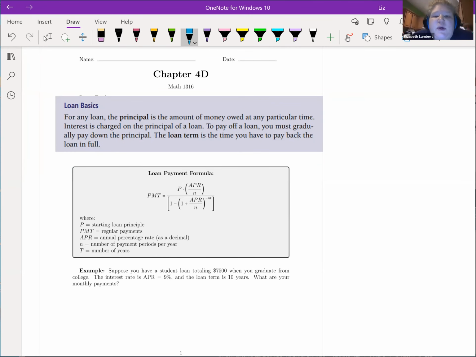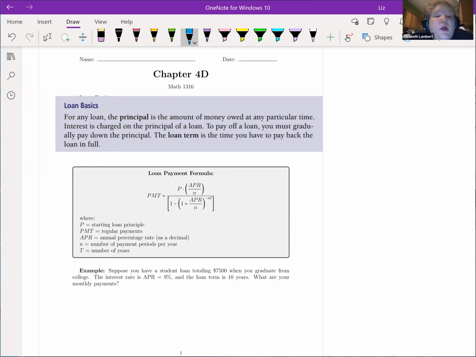Hello, my lovelies. We are back to chapter 4, talking about loan payments. These are actually pretty close to reality, not as bad as some of the previous stuff we saw. Interest rates are really high.